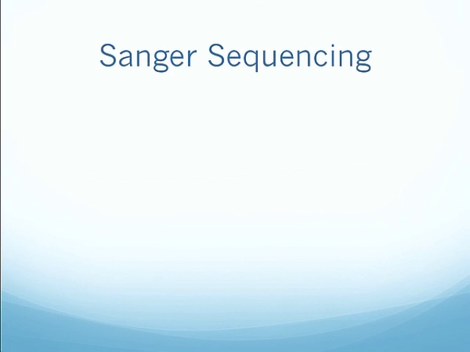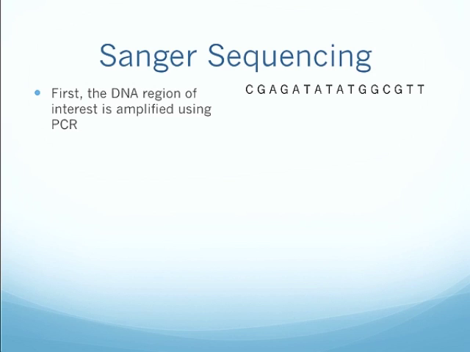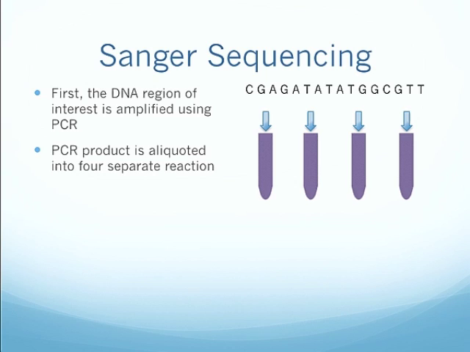In Sanger or first-generation sequencing, first the DNA is amplified with PCR. The PCR product is then aliquoted into 4 different tubes. Aliquot is just a fancy word that means a portion of the solution, so this means we are going to pipette some of the PCR product in each of these test tubes.